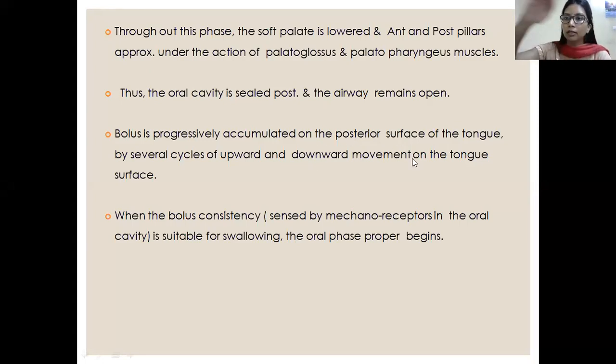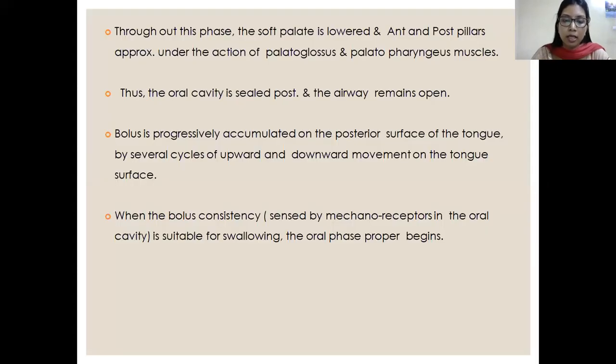So the tongue has a complete arch kind of a dorsum. As far as you can see is your anterior 2/3 of the tongue, whereas the 1/3 behind, which usually produces a gag reflex when touched, is called the posterior surface of the tongue. So the bolus progressively is accumulated on the posterior surface by several cycles of upward and downward movements of the tongue. So when you chew, what happens? Your tongue keeps moving upwards and downwards.